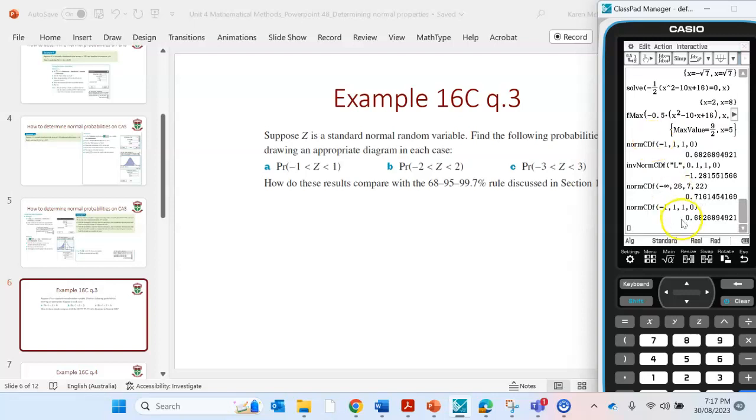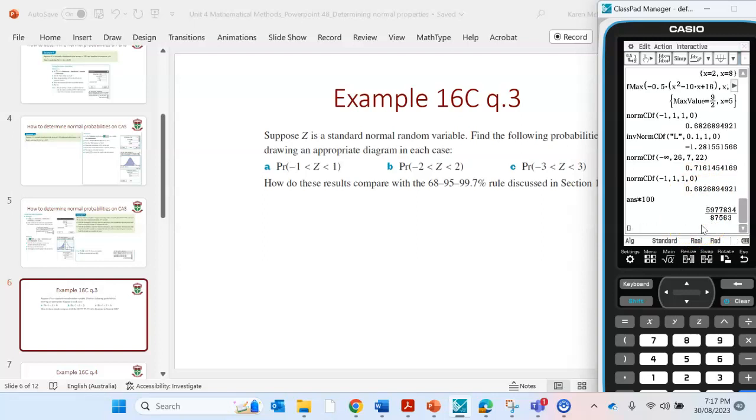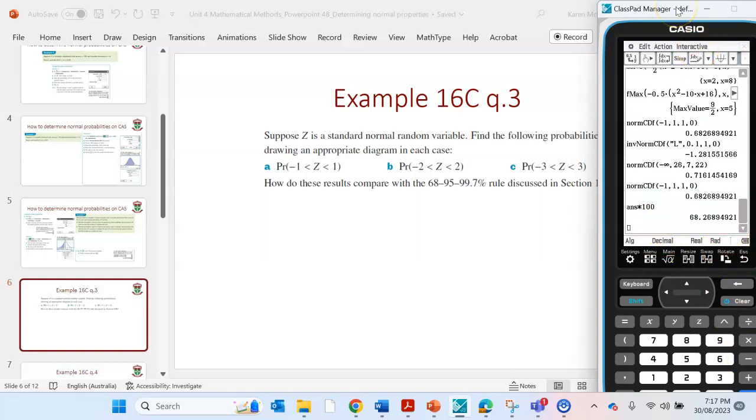All right, put that in and you can see that it's approximately 68%. It's there as a decimal, but we can multiply that by 100 to turn it into a percentage. Let's do that again. You can see there 68.2689, and so on. So the 68% is just an approximation, but if we're doing it exactly, there it is.